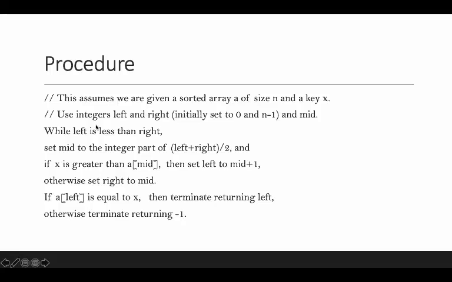So this is the procedure. This assumes we are given a sorted array A of size n and the key value is x. We are using the integers left and right. Initially left is set to 0 and right is set to n minus 1, the maximum slot. And another value is the mid. So we are using a while loop, while left is less than right.